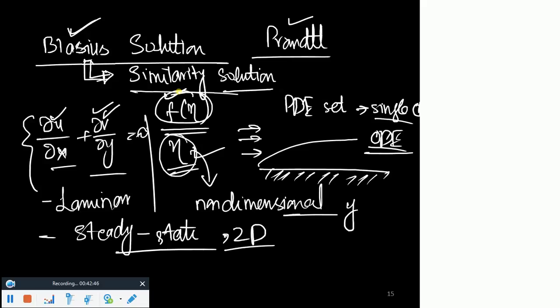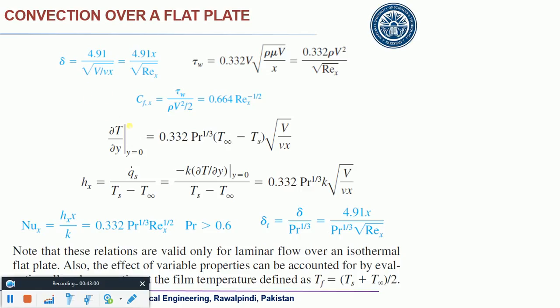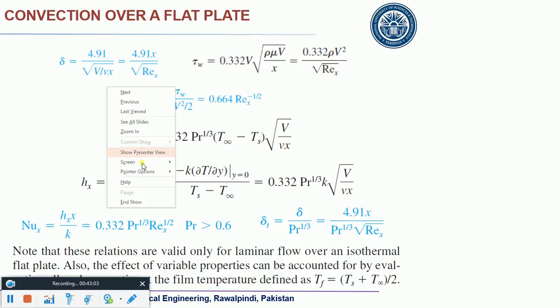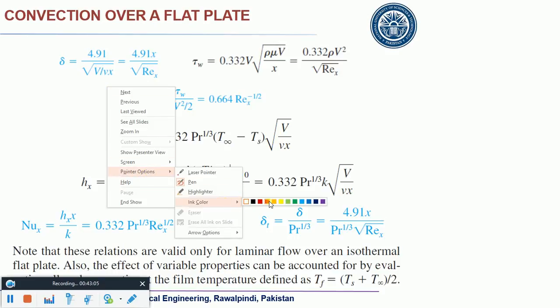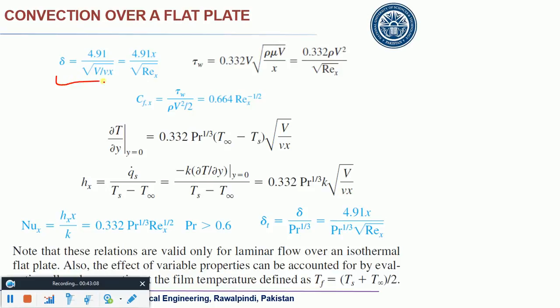Now using this approach, he came up with a few relationships. Again I repeat, I don't want you to get yourself involved in those derivations. You just need to look at the results, the expressions he came up with. He said the velocity boundary layer thickness, again take care of those assumptions: laminar, 2D, steady state. So delta is equal to 4.91 times the square root of nu x over V. And what is this V? This is the free stream velocity.